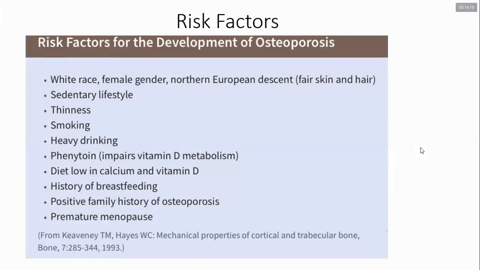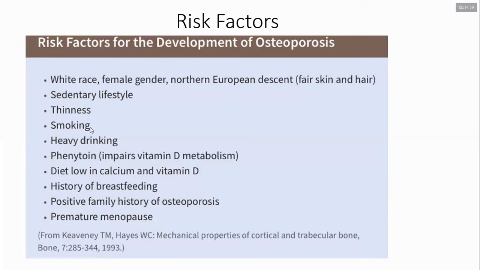So, just general risk factors. The white people are more prone. Africans, for some unknown reasons, are quite resistant to osteoporosis. Very few of them have osteoporosis, and our Asian population also has osteoporosis, even though lesser as compared to the European or the Westerners. Sedentary lifestyle is another risk factor. A thin person, as well as obesity. It's not only the thin who get osteoporosis. Obese people also have it. Both of them are risk factors.